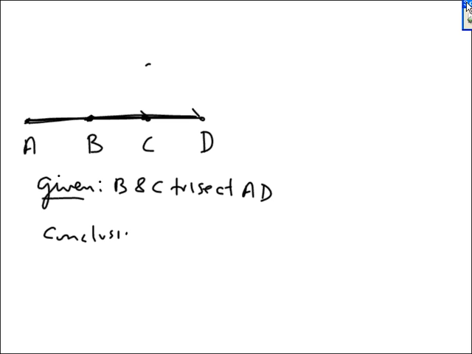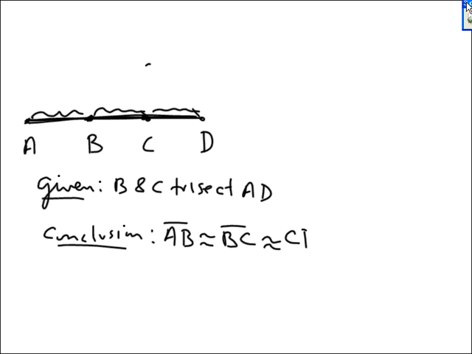What would your conclusion be? Well, that this portion and this portion and that portion are congruent. We conclude that line segment AB is congruent to line segment BC, which is congruent to line segment CD. If you trisect the line, whether you have other stuff going on or not, you get 3 equal pieces. You get 3 equal lengths.